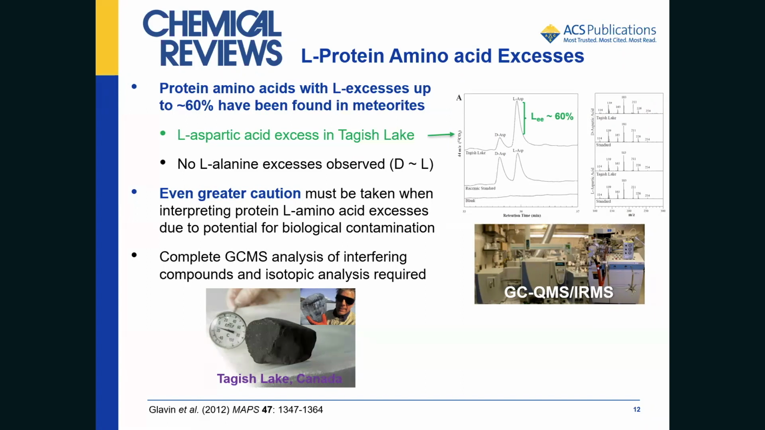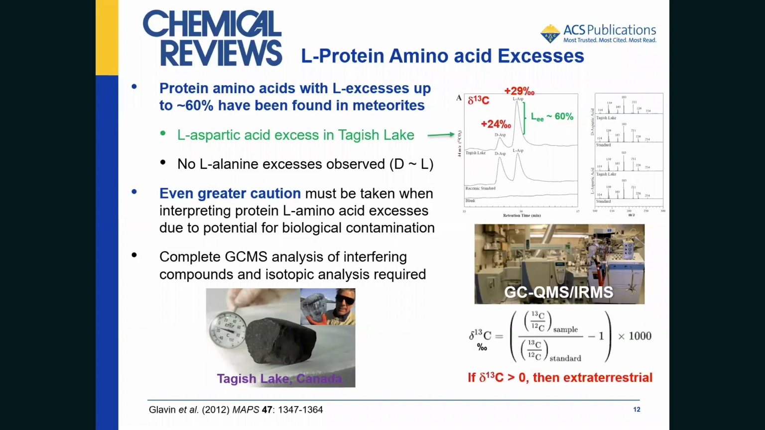Now, of course, you've got to take great caution when you're dealing with protein amino acids because they are common and they can be terrestrial contaminants, which again could explain some of the L excess. So you really need to do complete GSFC analyses to rule out interfering compounds, as well as compound-specific isotopic measurements. And we did that in this case. We confirmed by carbon isotopic measurements that these amino acids were heavily enriched in the heavier isotope of carbon, carbon-13. And this is just something you simply don't find in biology. This is common for amino acids that formed in cold environments in space, but not in terrestrial biology.